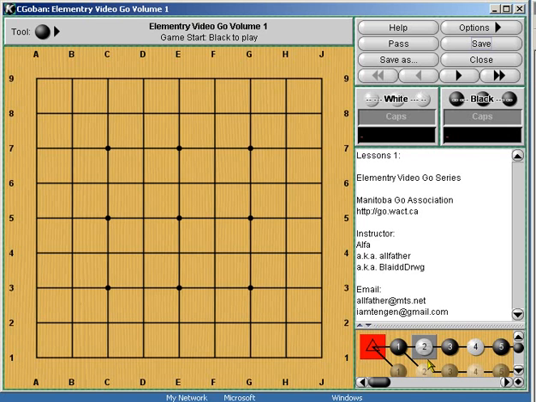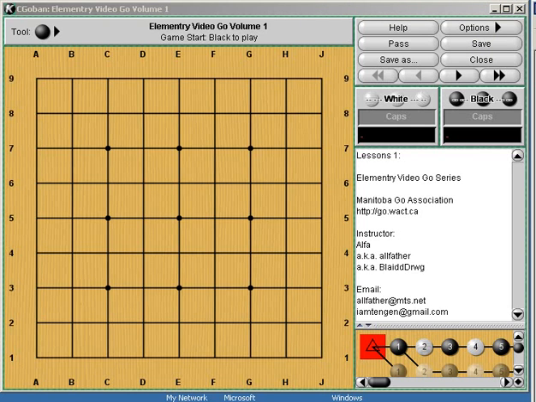As you can see, this board is 9 by 9 in size. The Go boards come in three main sizes: 9 by 9, 13 by 13, and 19 by 19. These beginner lessons will take place on the 9 by 9.